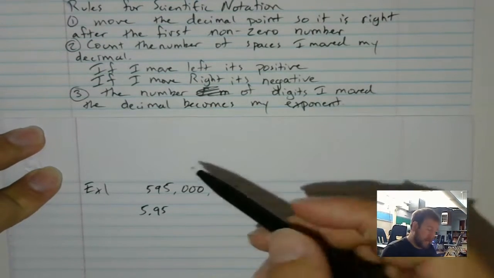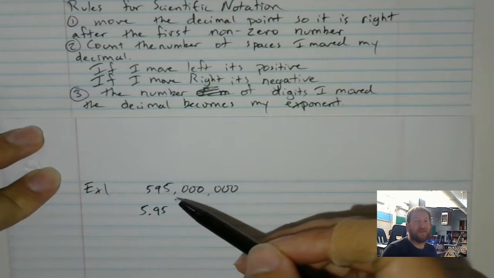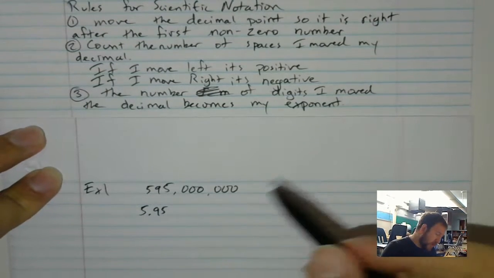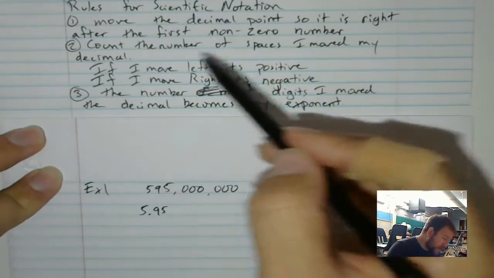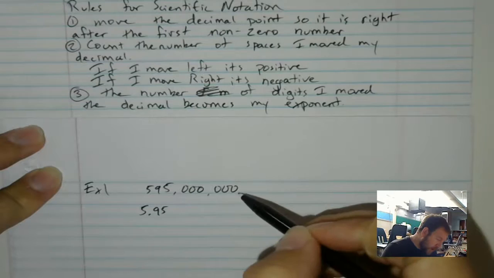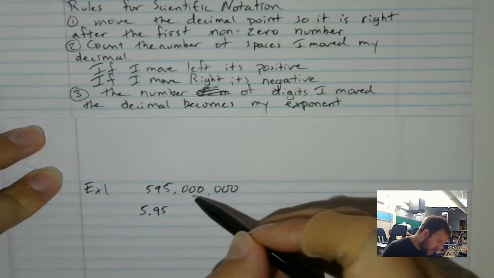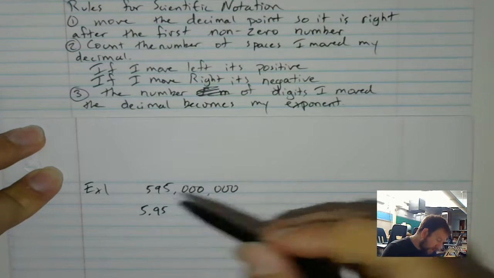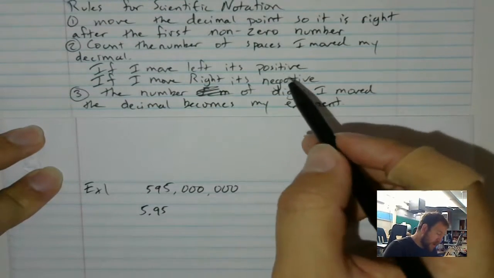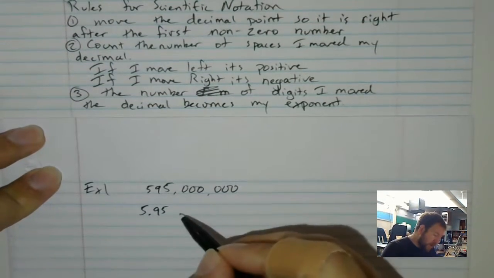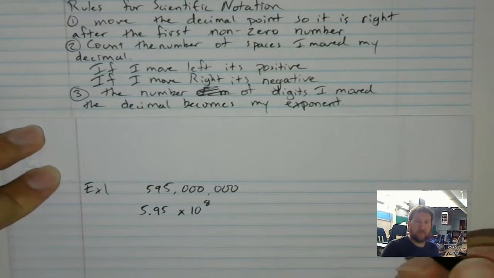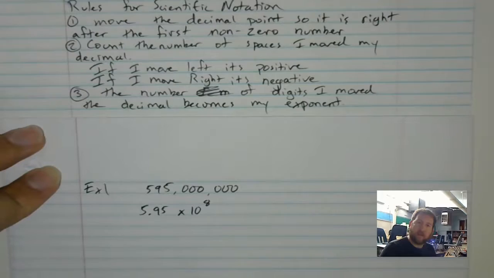But I'm not done yet because these numbers are vastly different, so they're not equal. I have a couple more steps. Count the number of spaces I moved. If I move to the left, it's positive, right is negative. 1, 2, 3, 4, 5, 6, 7, 8. I moved 8 spaces, and I moved to the left, so it is positive. Then I'm going to put my times 10 to the 8th. Oh, that wasn't so bad.